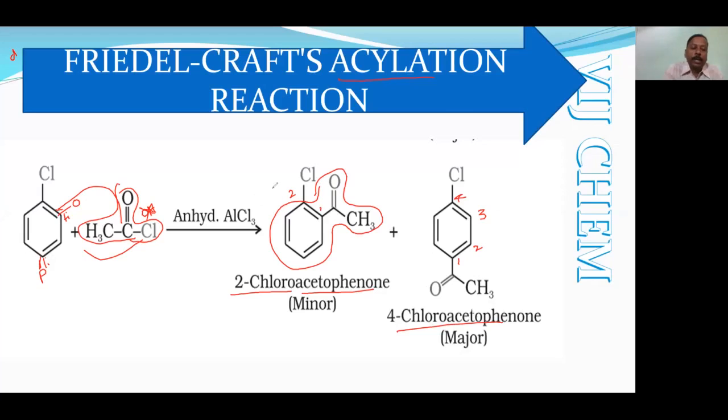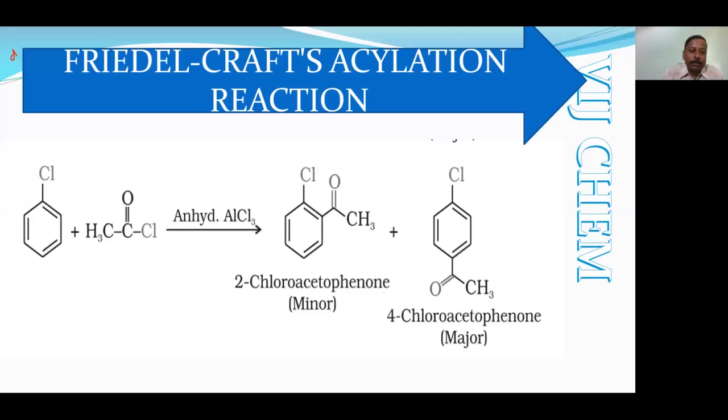So the reactant is the same haloarene. The reagent is acid halide in anhydrous AlCl3. And what is the product? Haloacetophenone, either 2-haloacetophenone or 4-haloacetophenone. This is the Friedel-Crafts acylation reaction. It is very simple if you understand the Friedel-Crafts alkylation.